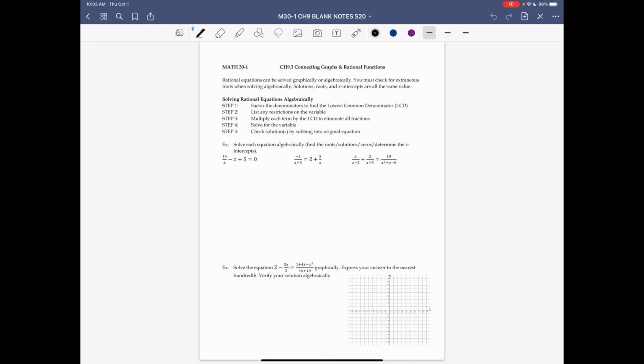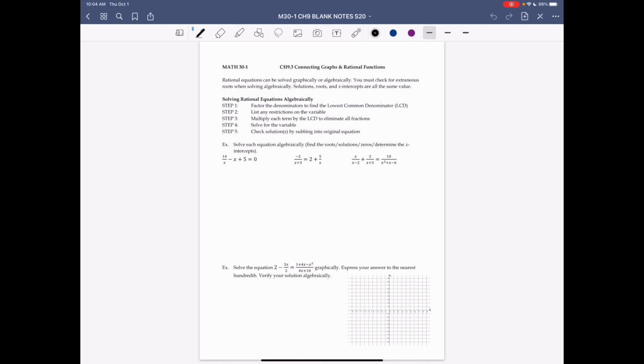This is chapter 9.3, Connecting Graphs and Rational Functions. Rational equations can be solved graphically or algebraically. You must check for extraneous roots when solving algebraically, just like we did in chapter 2 with our radical functions. Solutions, roots, and x-intercepts are all the same value.